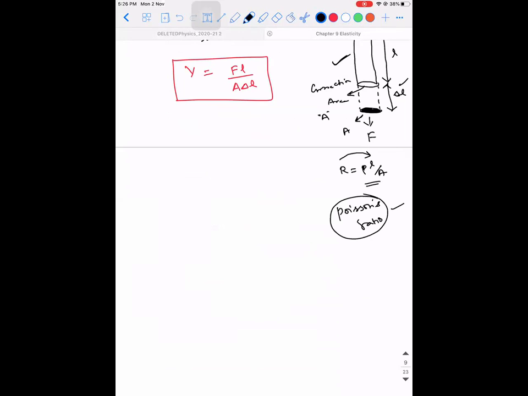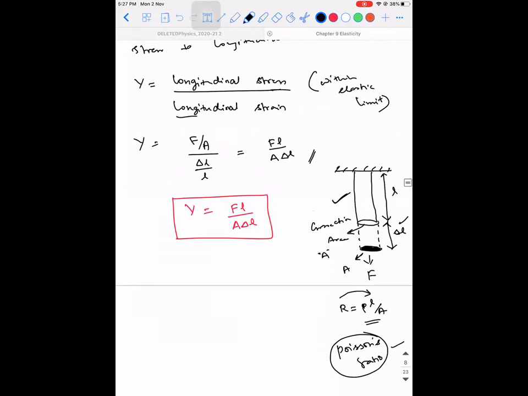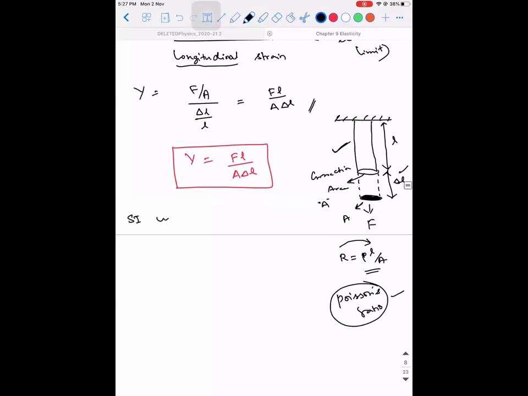So the moral of the story is, when you're dealing with Young's modulus, the area of the material will not change. So what is going to change? It's only length. The type of strain that comes into existence is longitudinal strain. Am I clear, guys? Yes, sir. So what will be the SI unit of this? The SI unit will be Newton per meter square, or you can also call it Pascal, which is Pa. And the dimensional formula is ML minus 1 T minus 2.